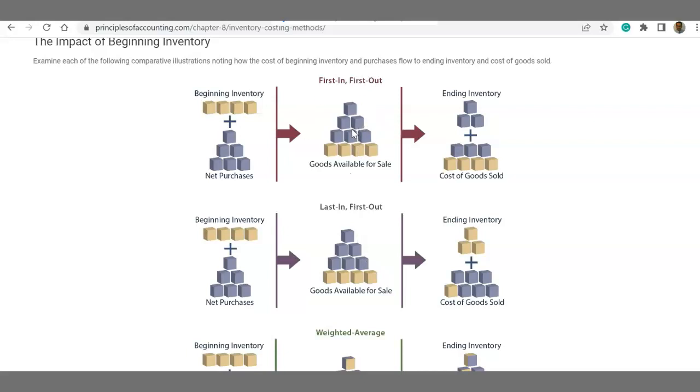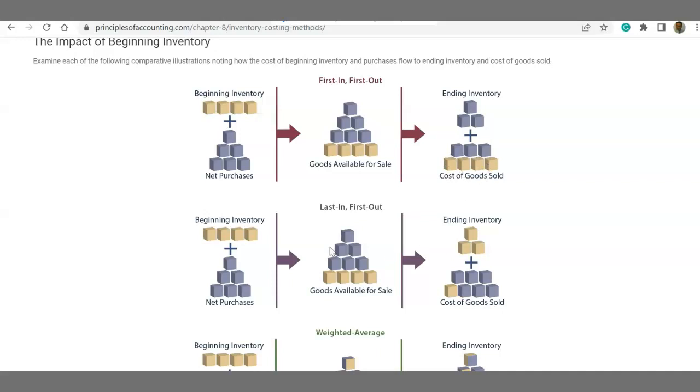Here under FIFO, because they are selling the first inventory, the ending inventory will be the expensive inventory. That means in the balance sheet, they will have a higher asset inventory balance. So under FIFO, in an economy where prices are rising, the balance sheet will be higher and the income statement will have higher profit. Lower cost of goods sold, higher profit.